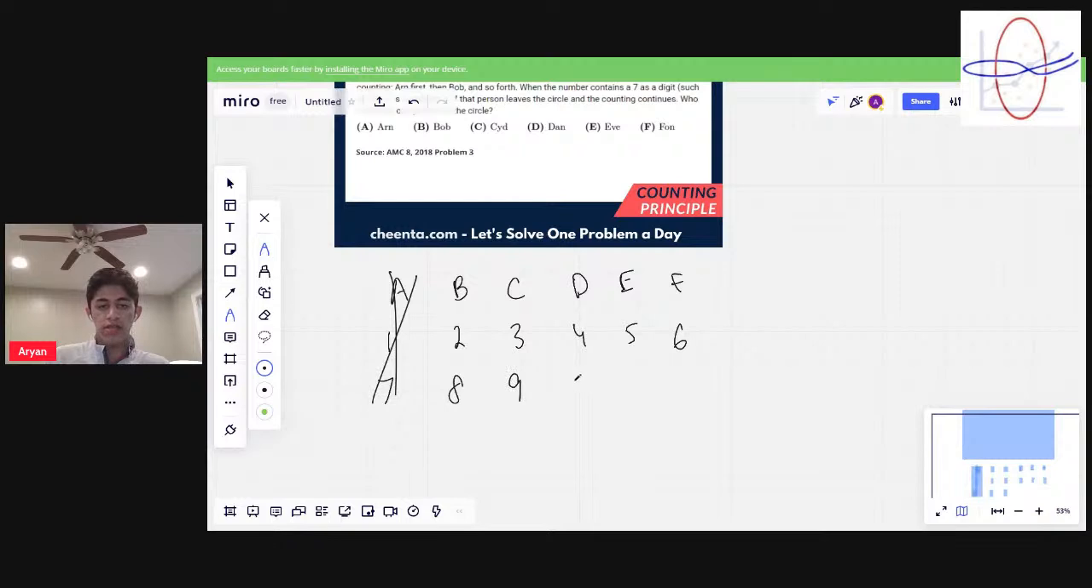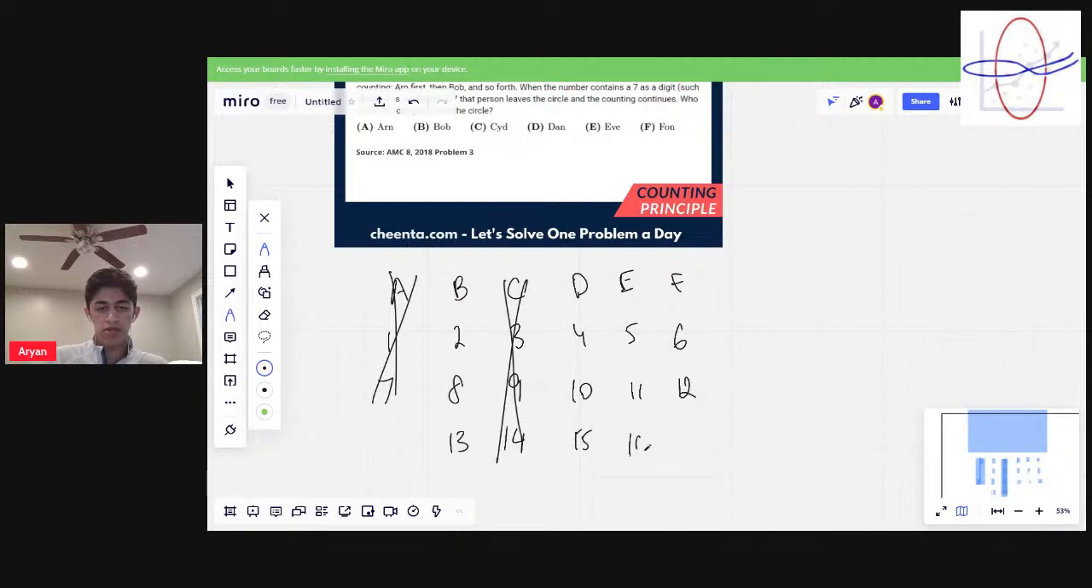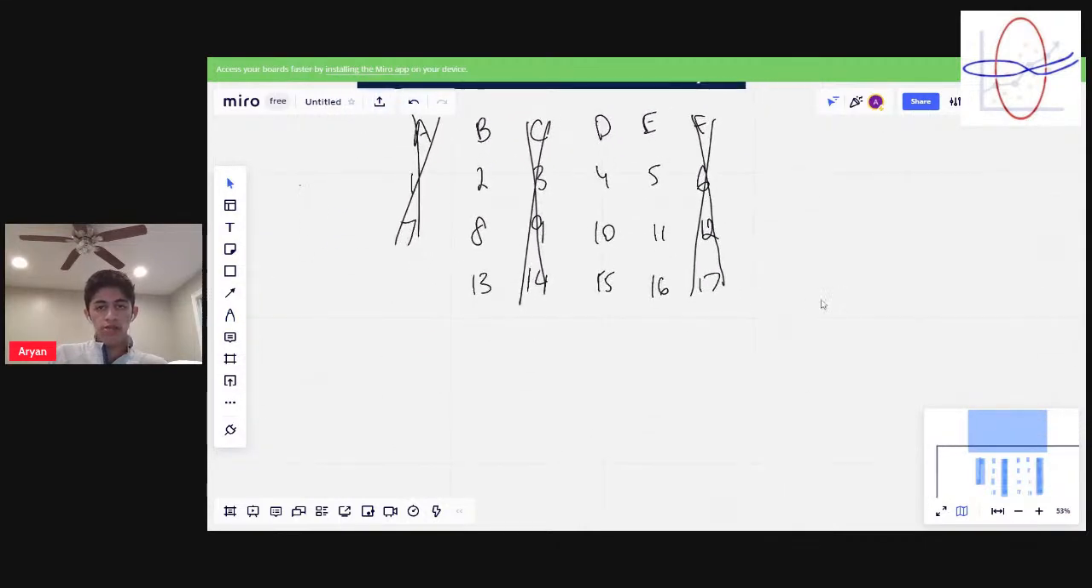So now I have 9, 10, 11, 12, and 13 is now said by person B, right? Because person A is not in the circle. Then I have 14 next, and 14 is a multiple of 7. So now person C is also gone. And I continue counting, and I get to 17. And they tell you 7 as a digit also leads to removal from the circle. So automatically, I'm left with just 3 people.